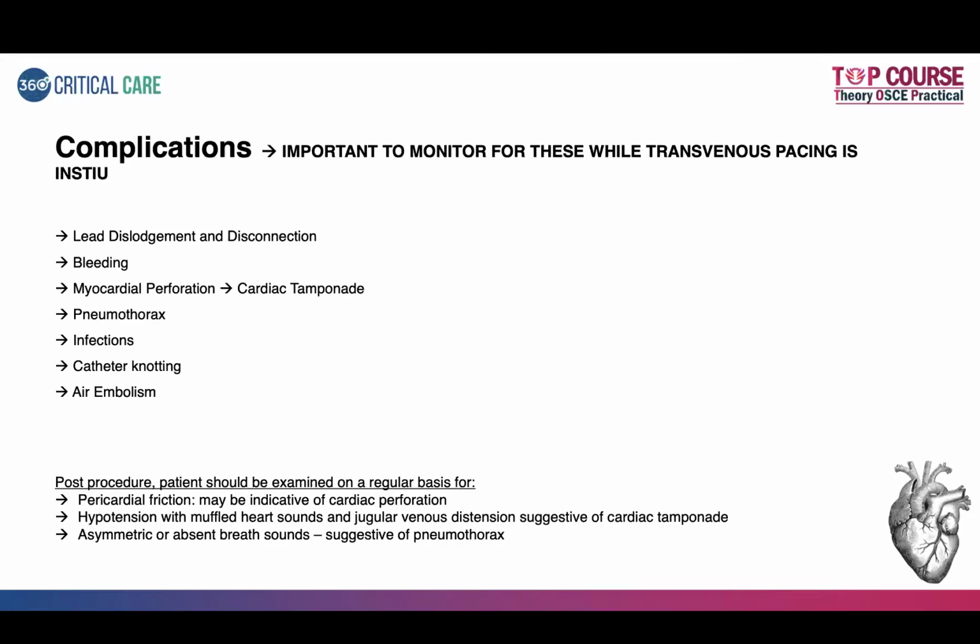Post procedure, whenever the patient is being examined, you always need to assess on a regular basis for pericardial friction on auscultation, which can be indicative of cardiac perforation. Hypotension with muffled sounds and elevated jugular venous pressure is suggestive of cardiac tamponade, and asymmetrical or absent breath sounds are suggestive of a pneumothorax. Even though these are clinical, it would always be better to go with lung ultrasound and cardiac ultrasound assessment also.